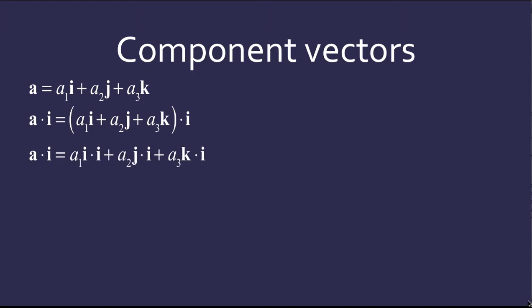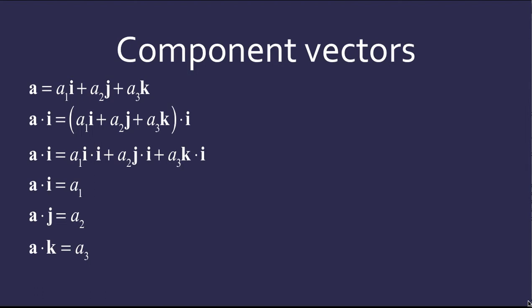Since we now know that i dot i is 1 and that j dot i and k dot i are both 0, the only component left when we find the product A dot i is A1. A similar line of reasoning leads to the conclusions that A dot j is A2 and that A dot k is A3.